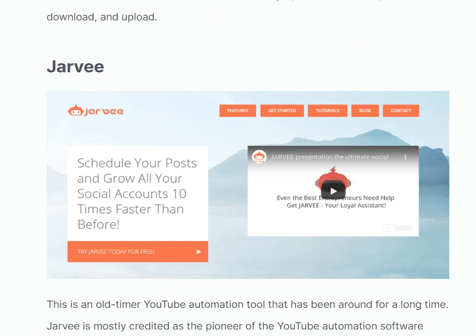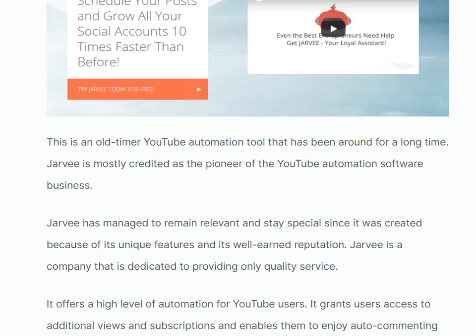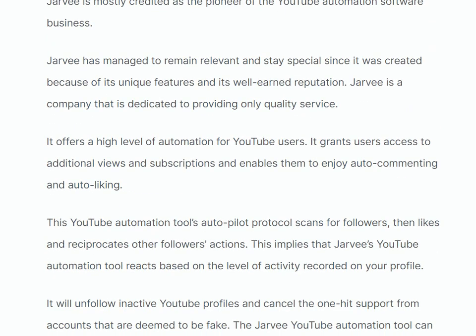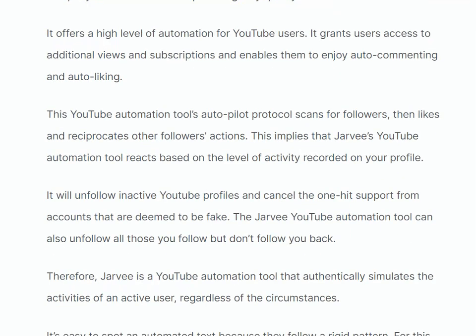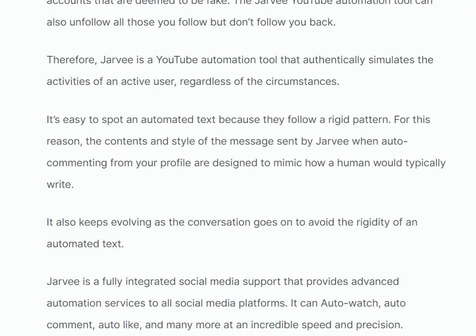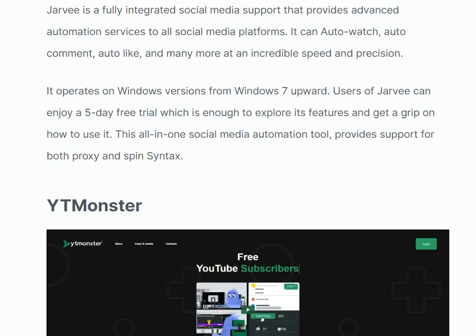After that, the next tool is Jarvee. This is an old-time YouTube automation tool that has been around for a long time. Jarvee is mostly credited as a pioneer of the YouTube automation software business. It offers a high level of automation for YouTube users. This YouTube automation tool's autopilot protocol scans for followers. It will unfollow inactive YouTube profiles and cancel the one-hit support from accounts that are deemed to be fake. It also keeps evolving as the conversation goes on to avoid the rigidity of automated text.